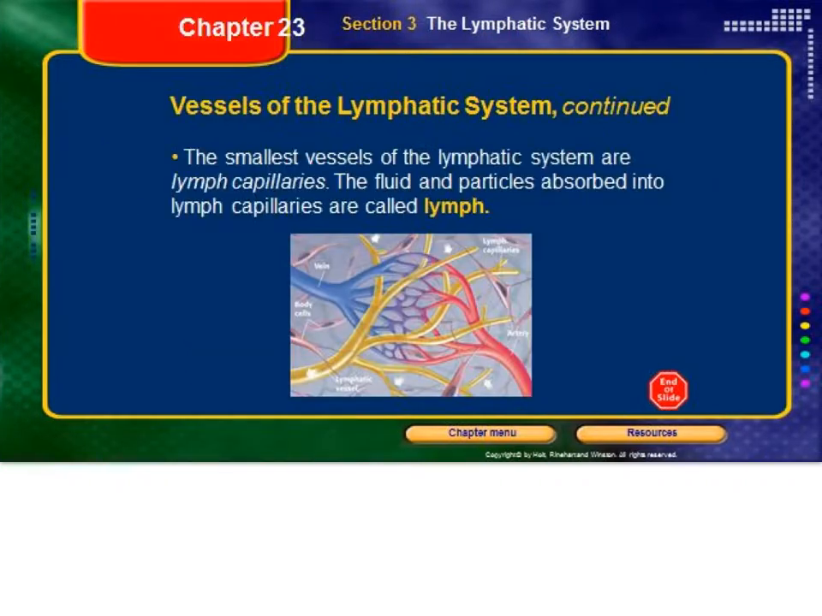Okay, so when you discuss the relationship between the lymphatic system and the cardiovascular system, what we see in this picture are capillaries. The blue and the red are the blood capillaries, and the yellow are lymph capillaries. Are capillaries really big or really small? Tiny. They're microscopic.